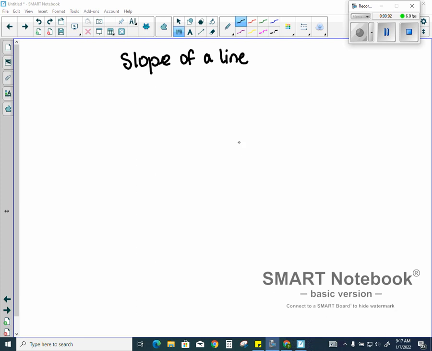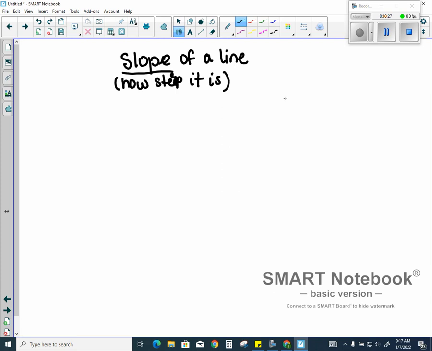One thing that we like to know when we're dealing with straight lines, oftentimes we like to know what the slope of that line is. When we talk about the slope of a line, that tells us how steep the line is. And knowing numerically what that slope is, it can tell us a lot about the line.